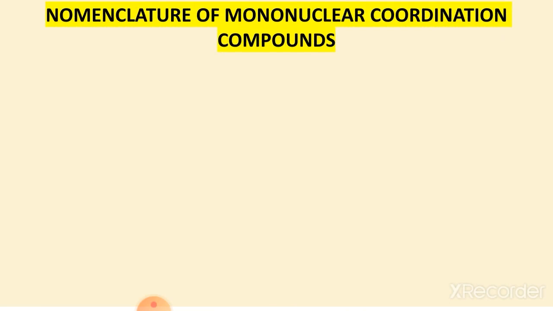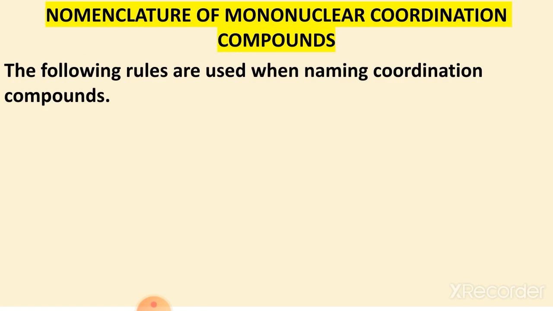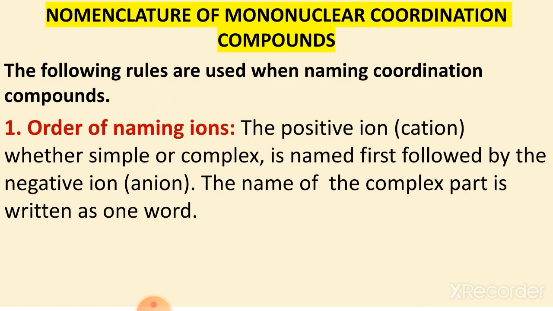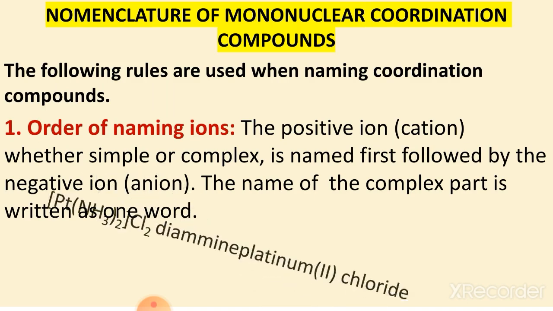Now students, let us focus on the nomenclature of mononuclear compounds. I also told you that mononuclear means they have only one central atom. The following rules are used when naming coordination compounds. First of all, you have to write the order of naming ions. The positive ion, that is the cation, whether simple or complex, is named first, followed by the negative ion, that is the anion. The name of the complex part is written as one word.